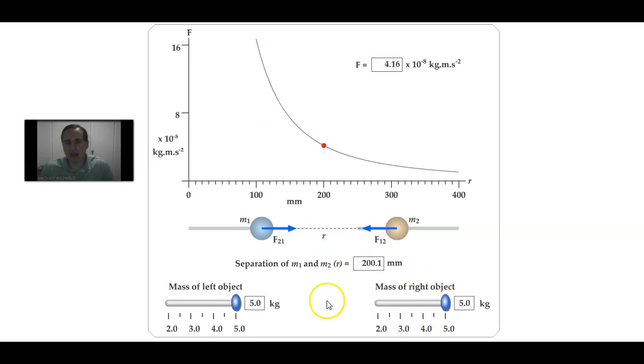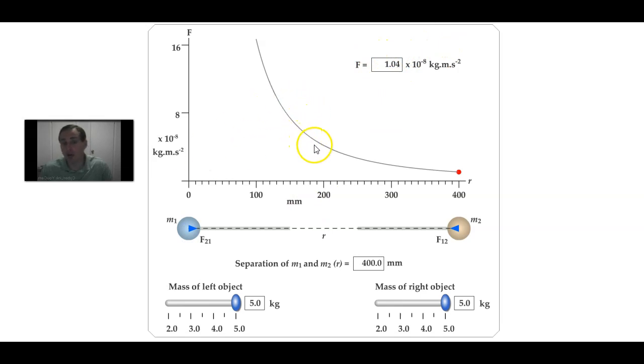Okay, so let's leave these masses as is, and let's see if we can verify the inverse square law. Let's move these to 400 millimeters away from each other. Okay, so let's see if we can do that. Let's get to 400 millimeters. And hopefully you can see that indeed it is 1/4 of what we had before.